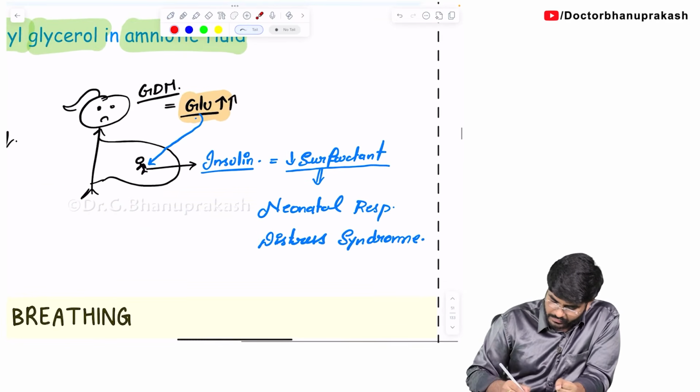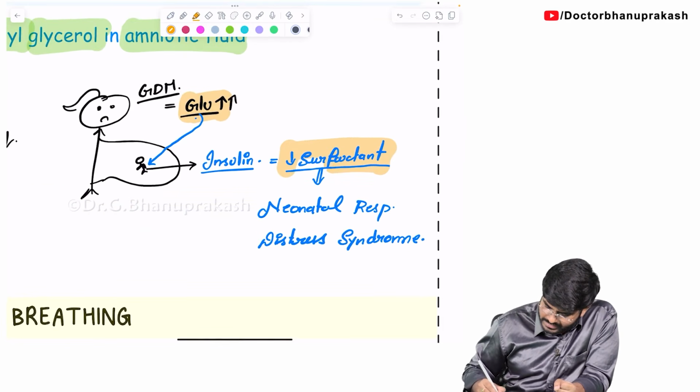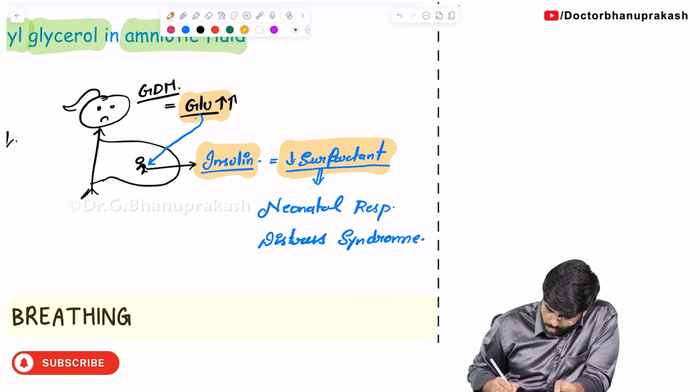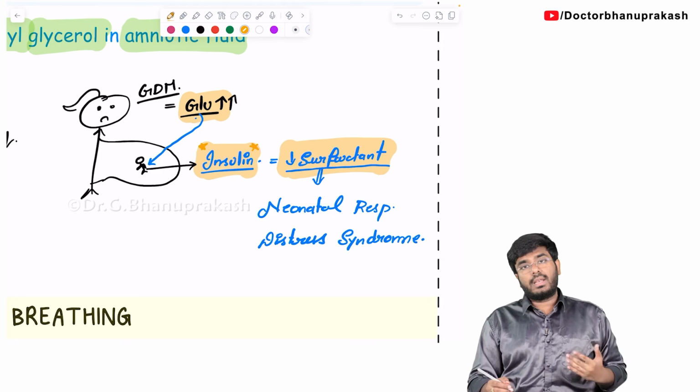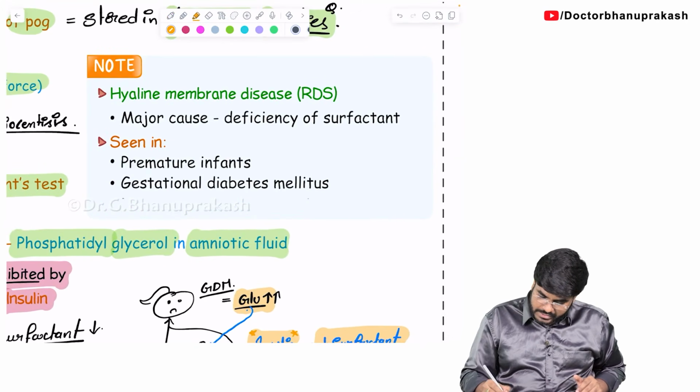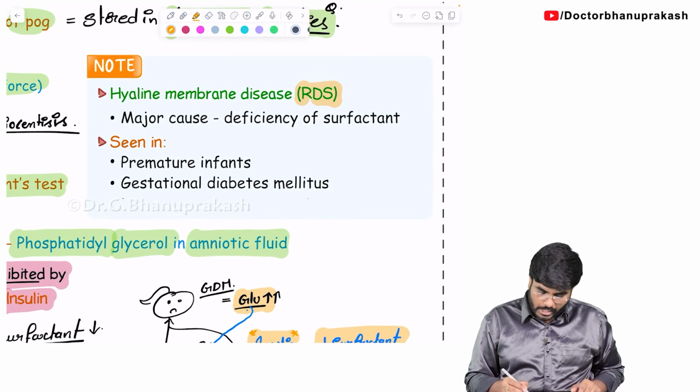It is due to deficiency of what? It is due to deficiency of surfactant. It is due to which hormone? Insulin. It is due to insulin. The baby's pancreas is going to produce more insulin, and more insulin means problems, all problems to the lungs. So tell me, this neonatal respiratory distress syndrome is also called what? Also called hyaline membrane disease.